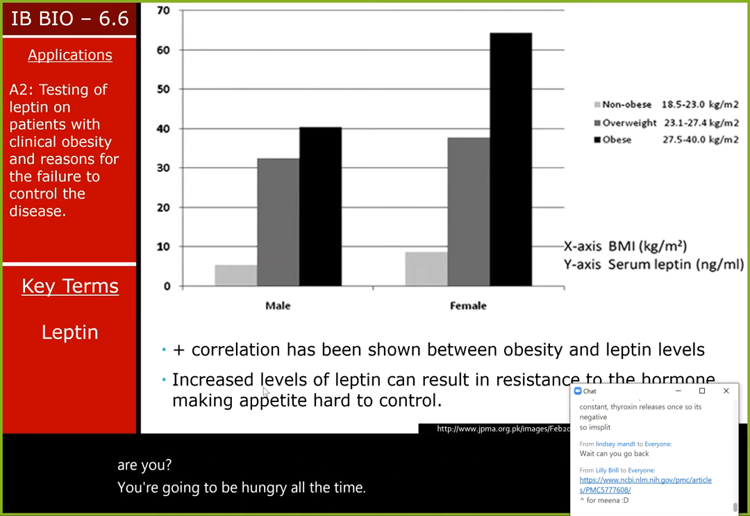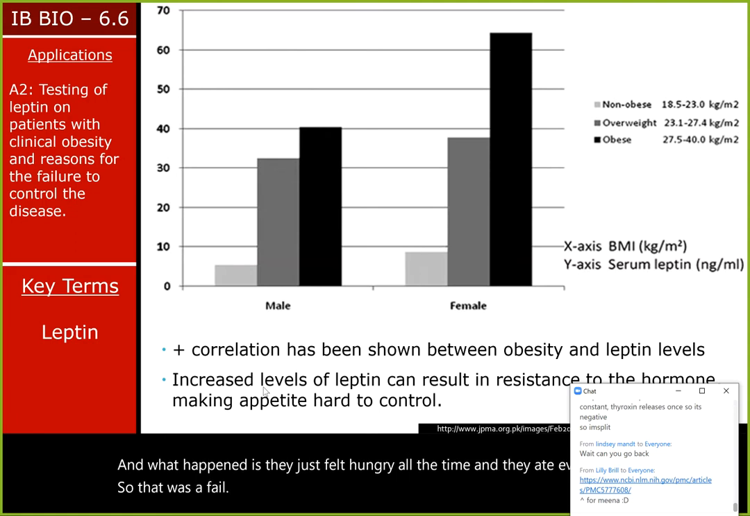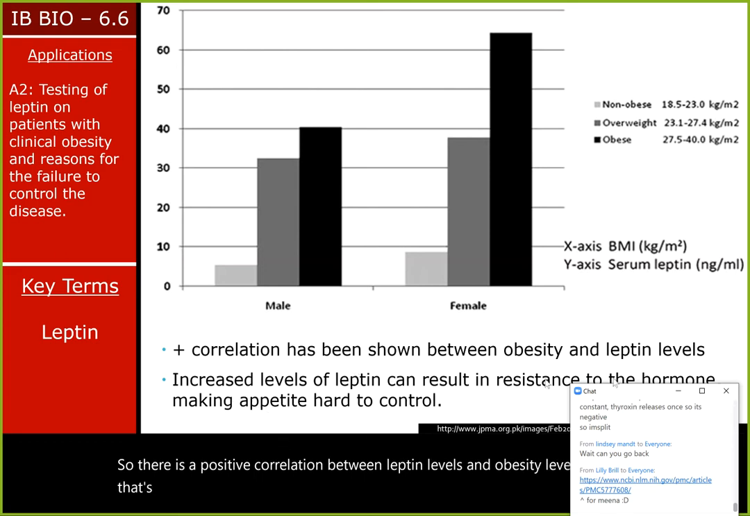So they were giving people leptin as a diet drug, and what happened is they just felt hungry all the time, and they ate even more. So that was a fail. So there is a positive correlation between leptin levels and obesity levels, and that's because increased levels of leptin make it hard to control your appetite.